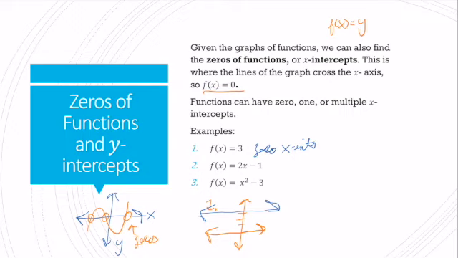How about if I have 2x minus 1? What's this graph going to look like? Well, this graph is going to look like a line with positive slope that intersects the y-axis at -1. So this is going to be a graph that looks like a line. I'm just going to roughly sketch it here. Here's number 2. Here's our line. So this is going to have one x-intercept.